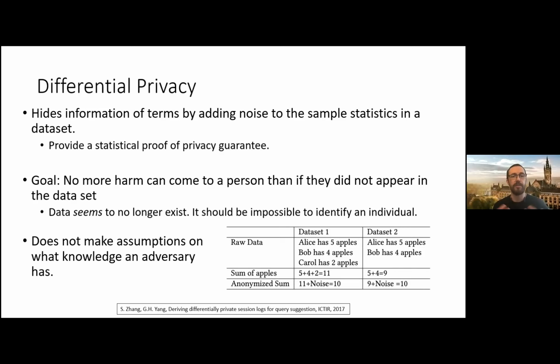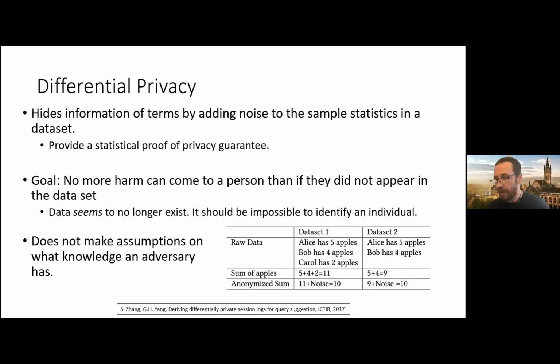Now, if the data was just released as it is there, it would be very easy to do some minor computations and work out that Carol is in data set 1. So what we want to do is add noise to the sum of the apples. Here we're keeping the same distribution, but we are masking the actual particular values. And by doing that, it now becomes impossible to do the simple calculation to work out whether Carol is in data set 1 or 2 or both.